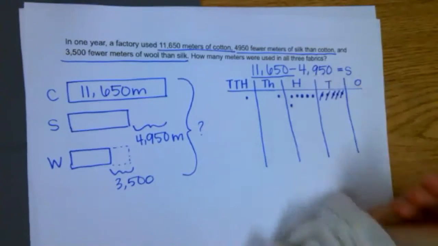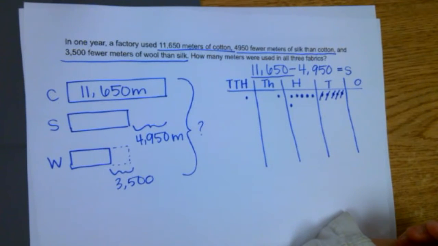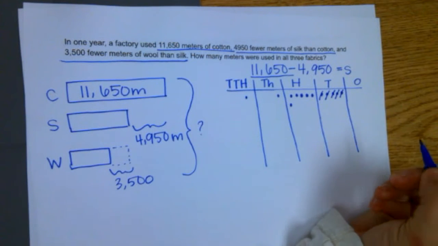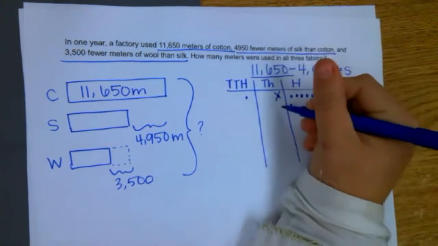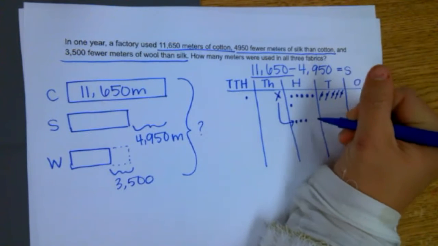Next, we'll move to our hundreds place. We need to cross out 9 hundreds, but I noticed a problem. We only have 6. How could we get some more hundreds? Can everyone say what Leah just said? Fantastic. We can unbundle 1,000 to create 10 new hundreds.